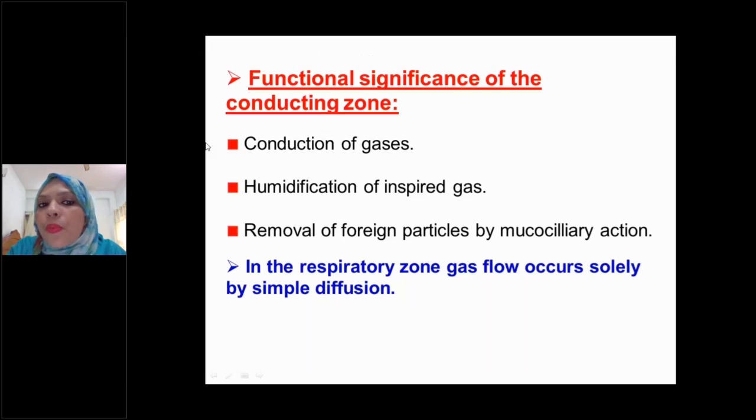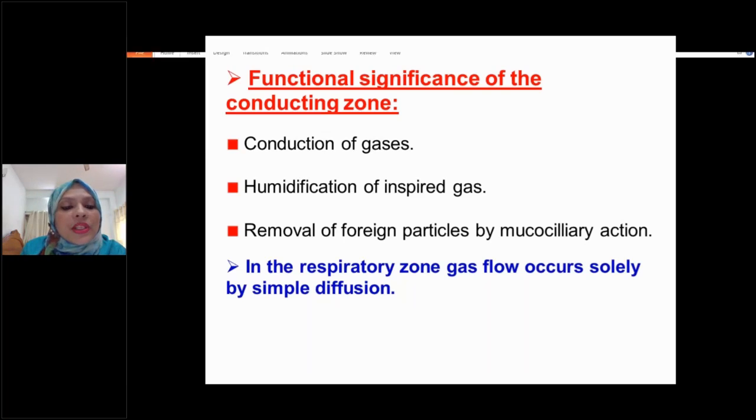But 150 ml of air is always present in the conducting zone. This is called dead space air. Functions of the conducting zone: first, conduction of gases; number 2, humidification of inspired gas; and number 3, removal of foreign particles by mucociliary action.